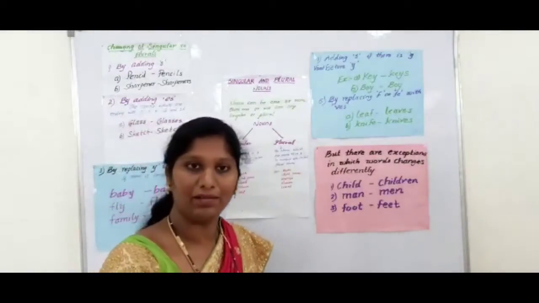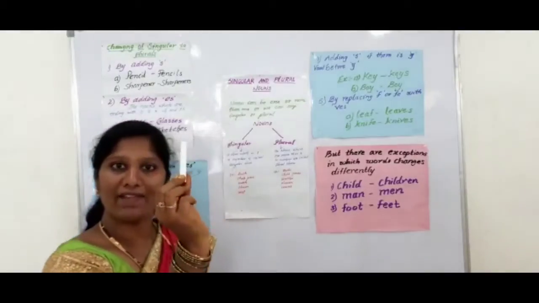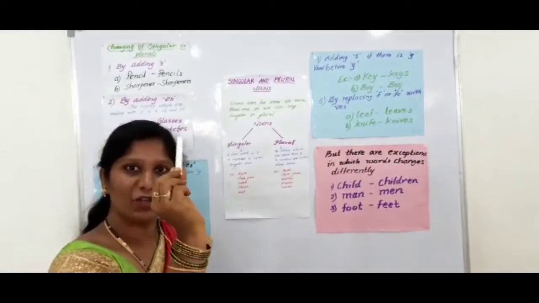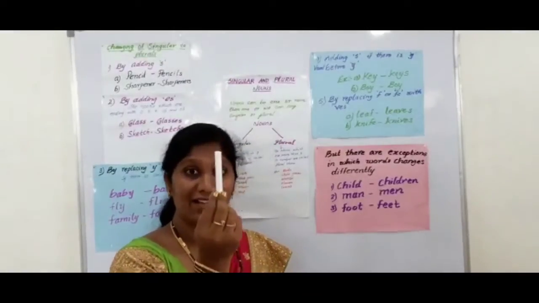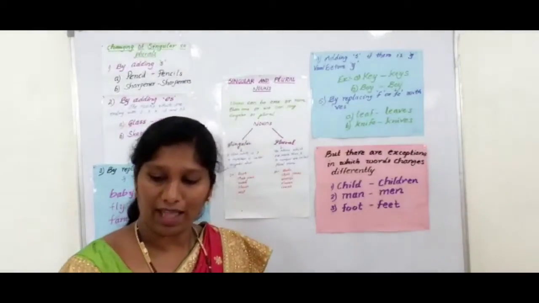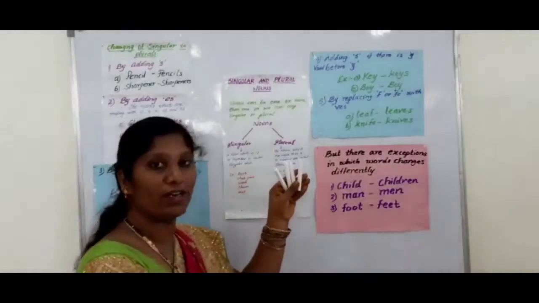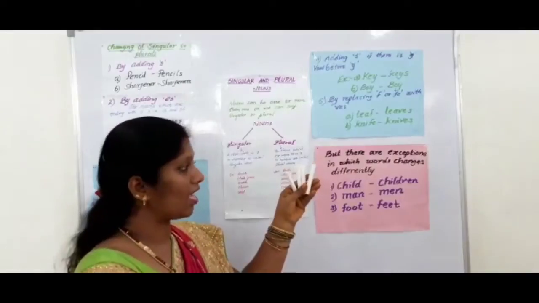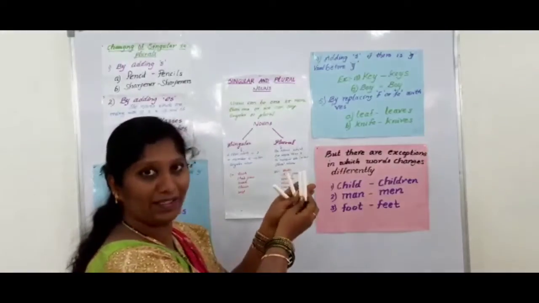For example, what is this? Chalk piece. How many are there? Only one chalk piece. Is it singular or plural? Yeah, it's a singular noun. Then, what about this? Is it singular or plural? Yeah, this is a plural noun because there are 4 chalk pieces.